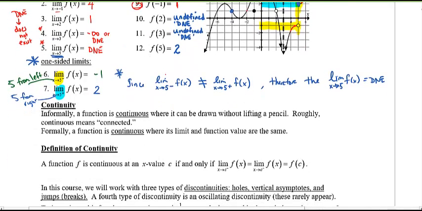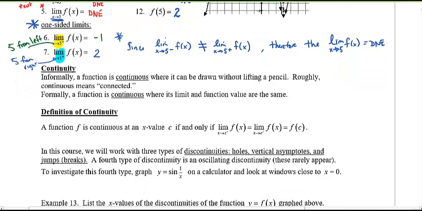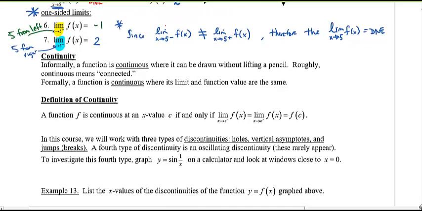All right then, so that's the introduction to this idea of limit with a graph. I'd like to continue our studies today to talk about this idea called continuity. And that looks like the word continuous, yes. So informally, a function is continuous where it can be drawn without lifting a pencil, meaning I can get a nice, smooth, connected curve. Well, that's not a function, but even corners like that, that's okay, as long as I don't have to lift up my pencil. Formally, though, a function is continuous where its limit and the function value are the same.